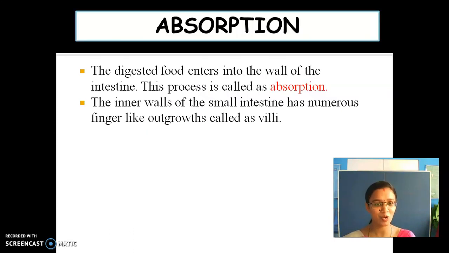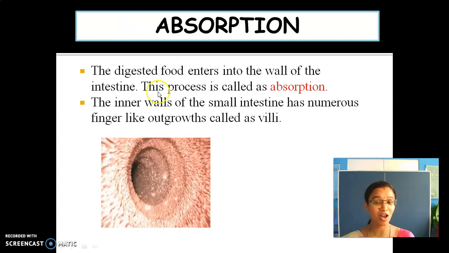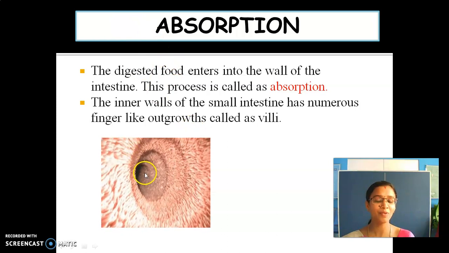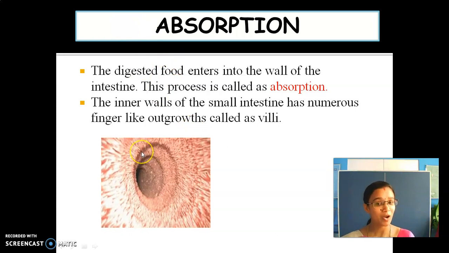And then absorption. So what happens? The digested food now enters into the wall of the small intestine. First the digestion process takes place and then the digested food enters into the walls of the small intestine and is absorbed there. So what is that process called? Absorption. So see here. Now the food enters into the wall of the intestine. Are you able to see this or not? Now the digested food enters into the walls of the small intestine.